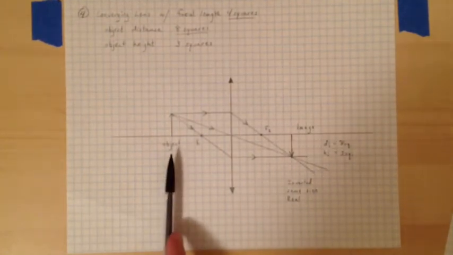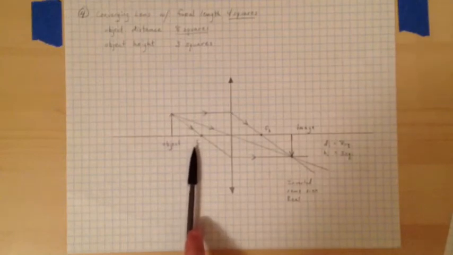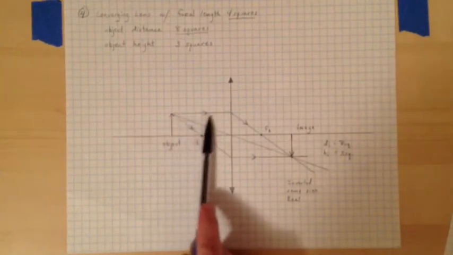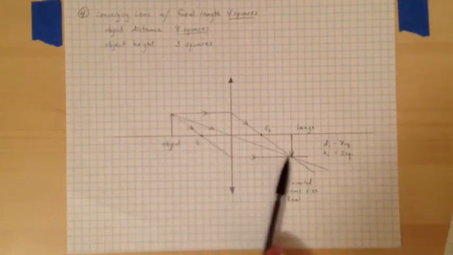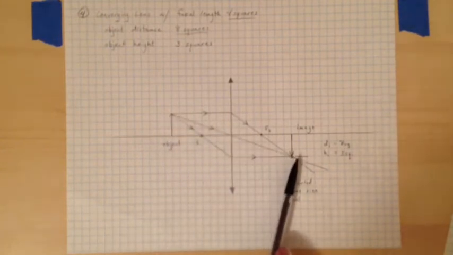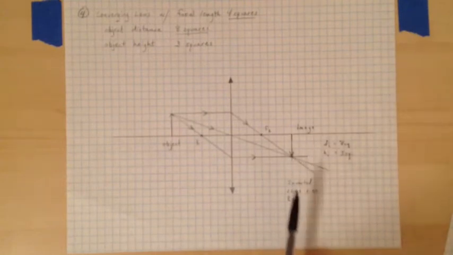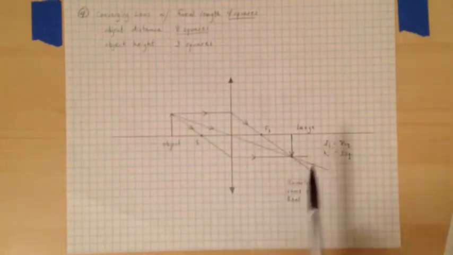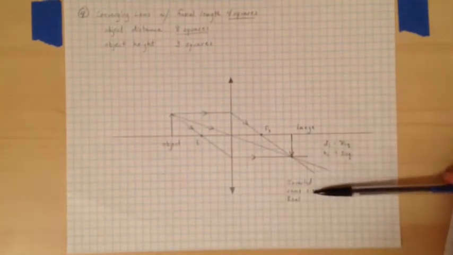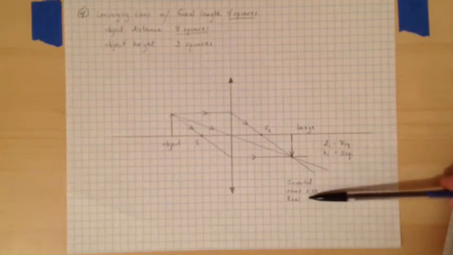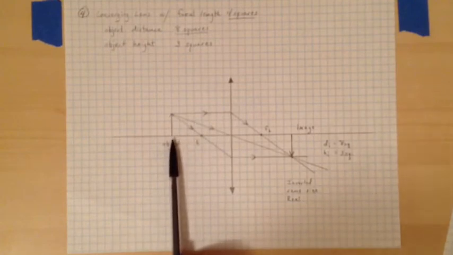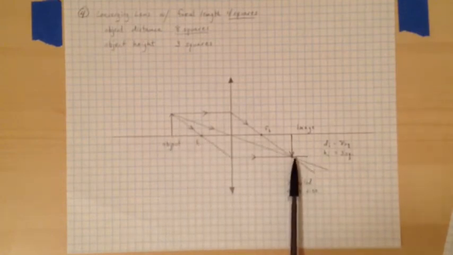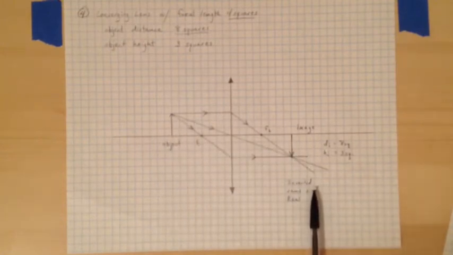So I have an object height of 3, focal length of 4, first ray goes in parallel, out through F2, second ray in through F1, out parallel, third ray straight through the center, meets right there. You'll notice from this particular example, the image ends up being the same size, it's inverted, and it's real. When the object is exactly 2 focal lengths from the lens, the image ends up being the exact same size.